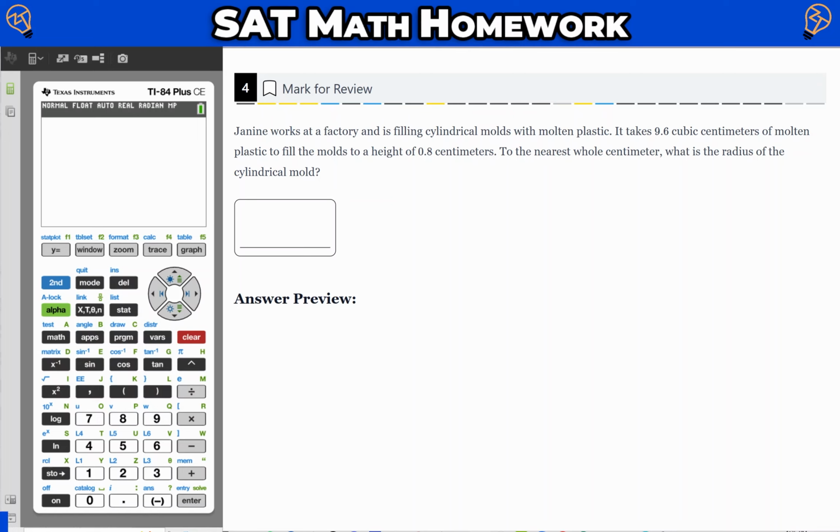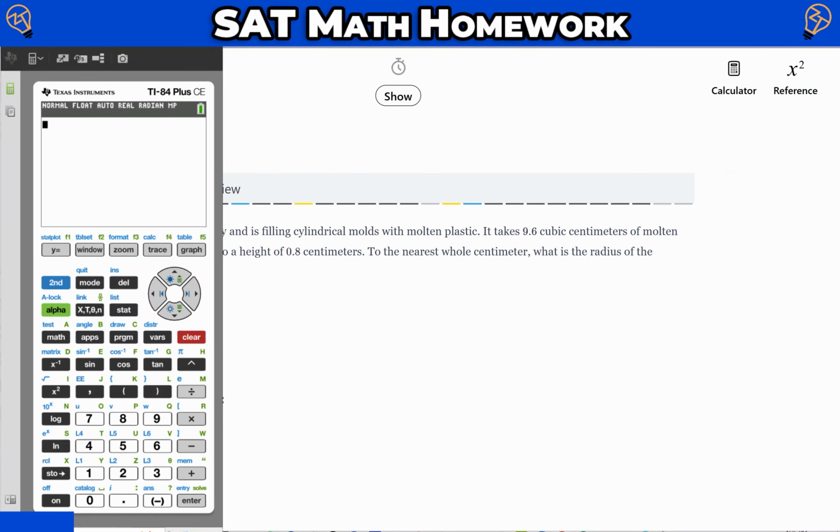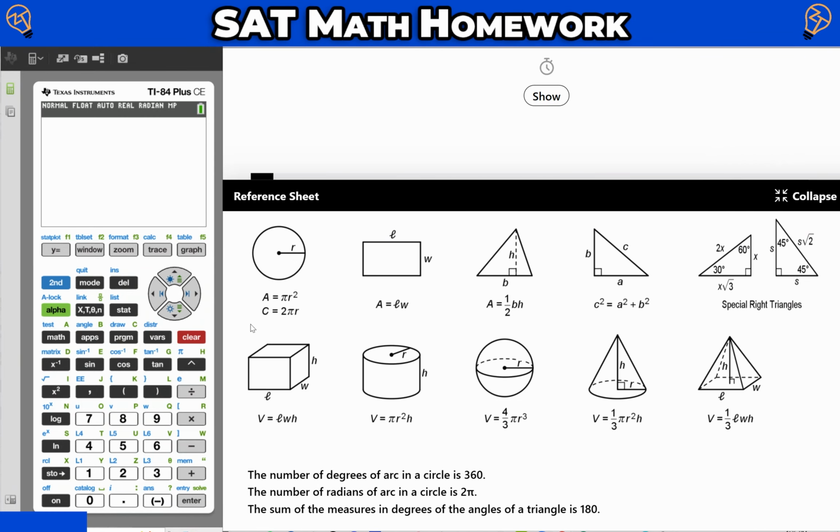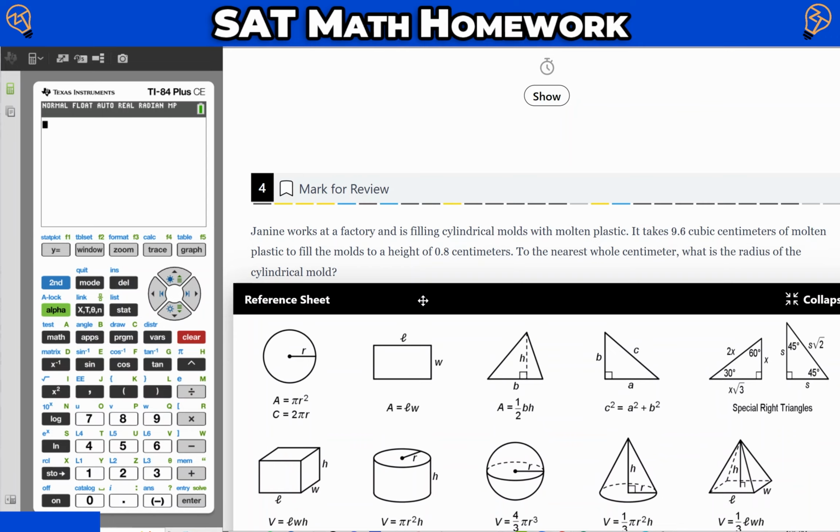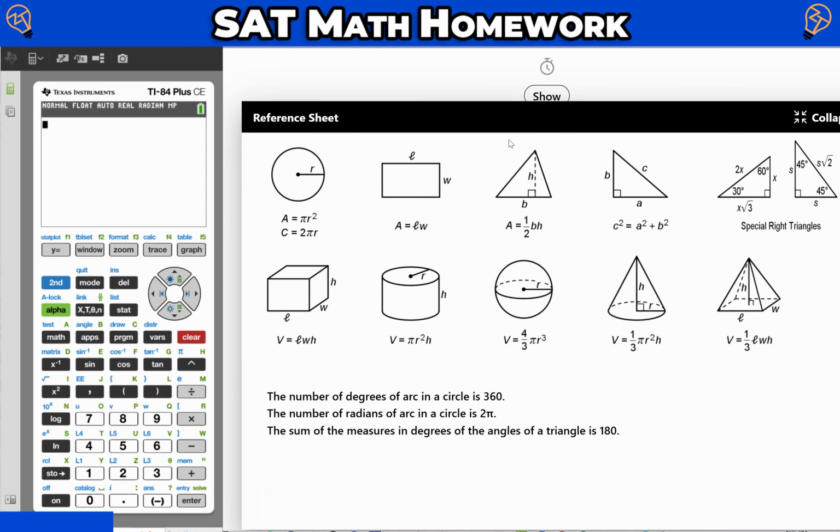In this question, we can see that we're dealing with a cylinder, and because it's talking about its filling capacity, we know that's a volume situation. So let's go to the reference document, and to find the volume of a cylinder, we can see right here it's pi r squared h.